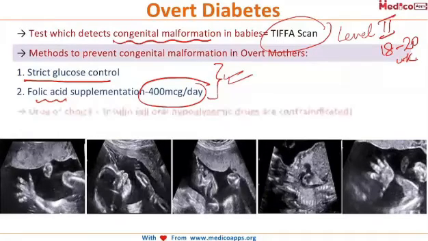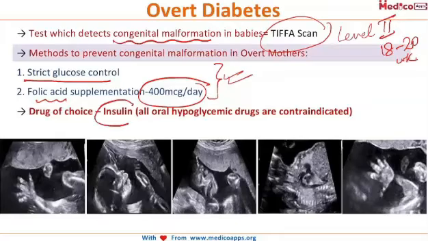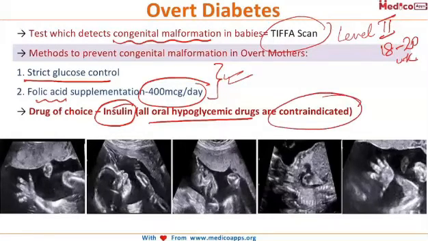And once these patients conceive, the drug of choice in them is insulin. The oral hypoglycemic agents that we can use in gestational diabetes are contraindicated in overt diabetes. And so pregnant females with overt diabetes have to be always treated with insulin.